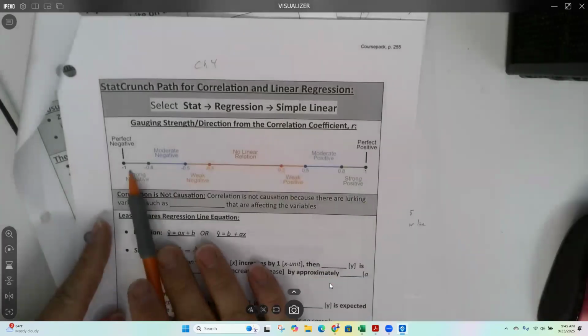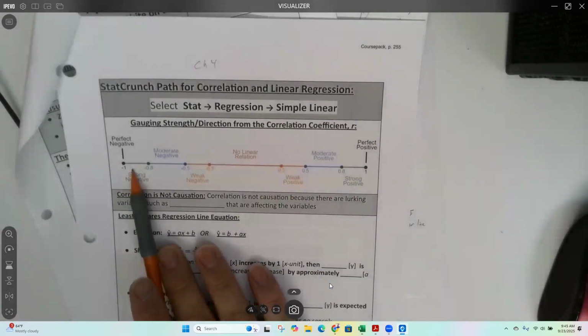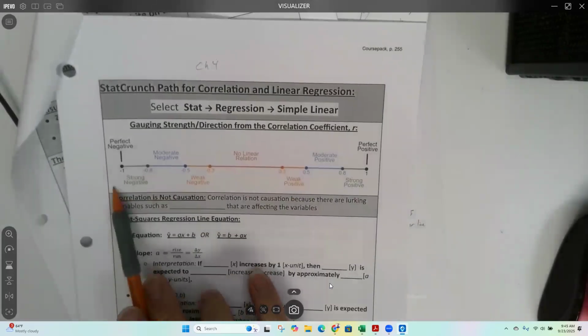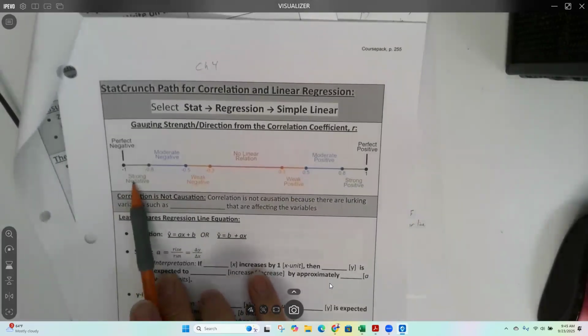So you can have a very strong relationship, but if it's negative, okay, it's still strong. It just means that as one thing goes up, the other one goes down. Okay.